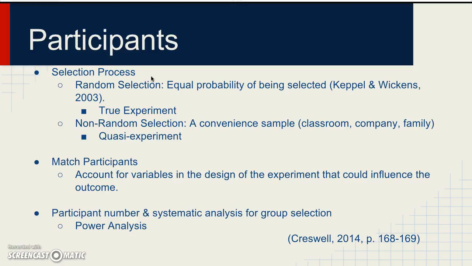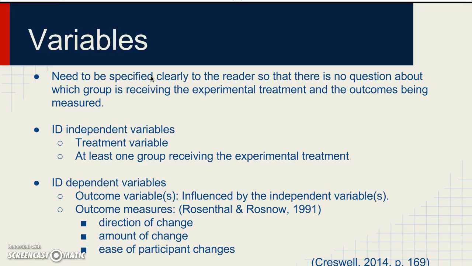A researcher may choose to match participants. This would help account for variables in the design of the experiment that could influence the outcome. Participants who have a specific trait or characteristic might be assigned to each group to help balance the groups. Researchers often use a power analysis to identify an appropriate sample size for each group.